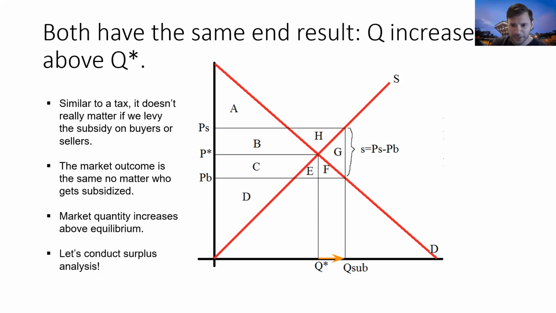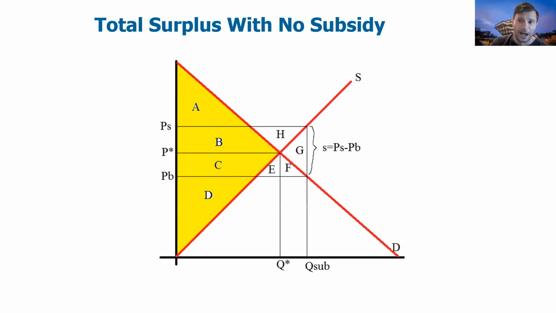So if you're conducting surplus analysis, and again, I'll post a video because I'm going to go through this kind of quickly just for the moment, but watch the video, it'll go through it, and I think it'll also be good to see it again. We should be able to see the consumer surplus is A and B, the producer surplus is C and D with no subsidy when we reach equilibrium. So total surplus is A, B, C, D.